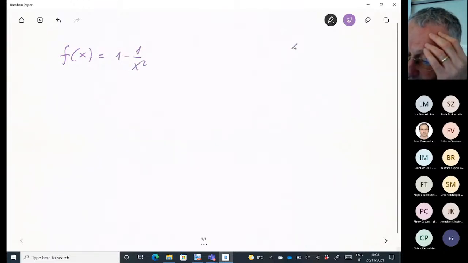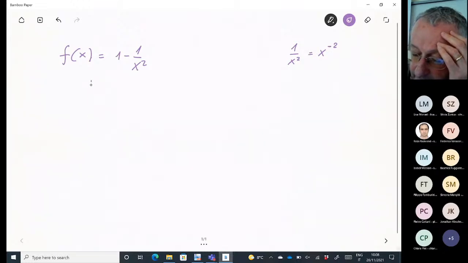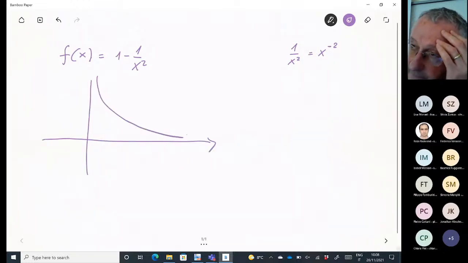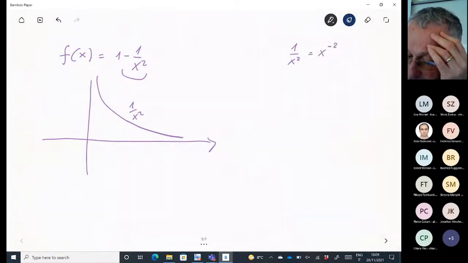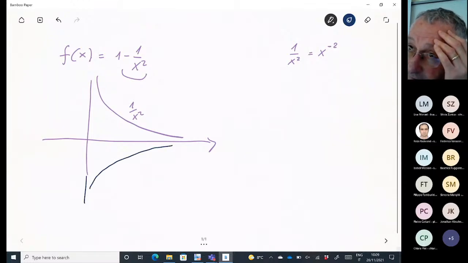Remember that x to the minus 2, which is 1 over x squared, is an elementary power function, okay? And it is like this qualitatively. It's negative, minus, so this is 1 over x squared. Minus 1 over x squared is like this, because it's negative. So it's symmetric with respect to the horizontal axis. Minus 1 over x squared.